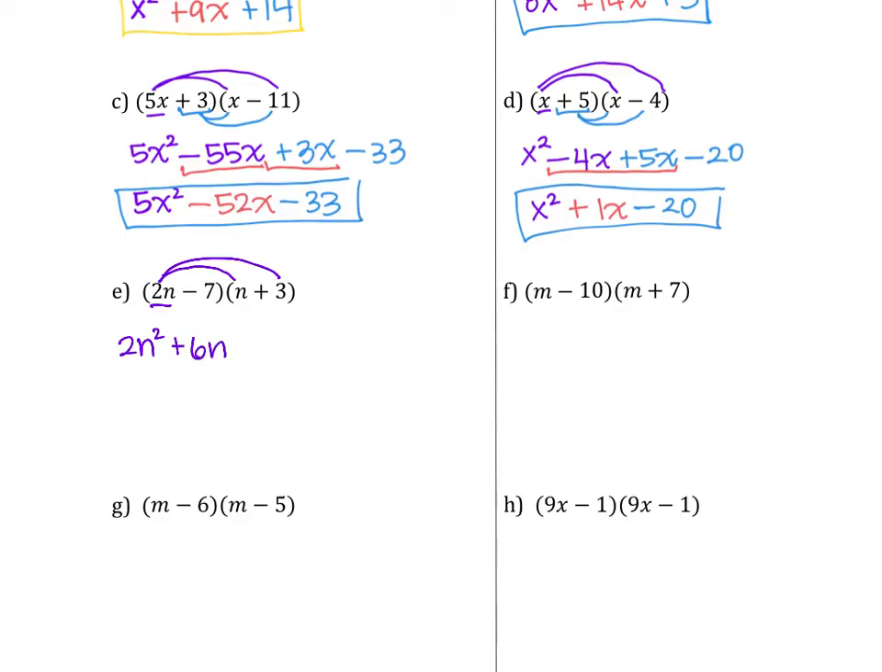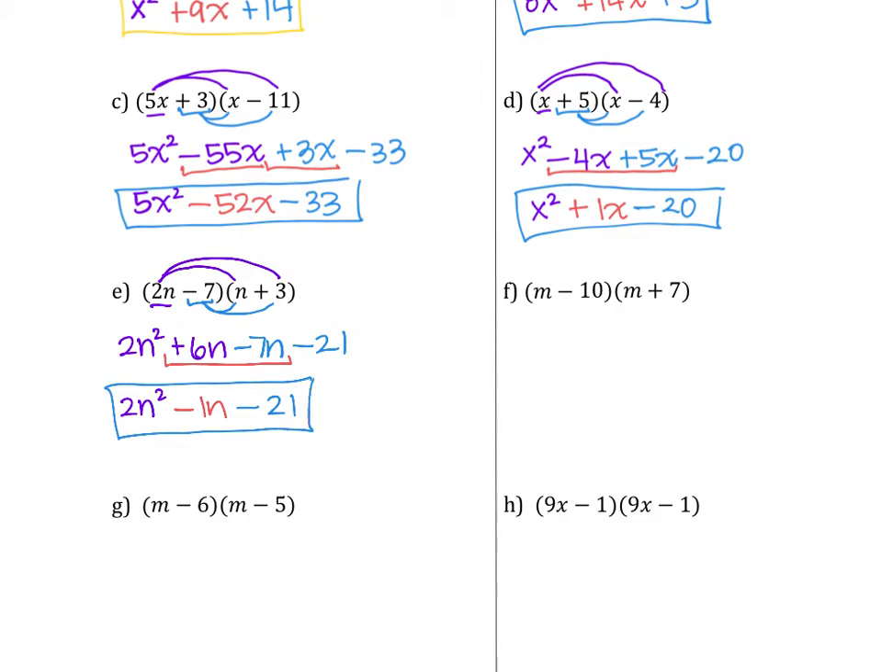And then I have the minus 7, so minus 7n, minus 7 times 3, minus 21. 2n to the second. 6n minus 7n, that's a little bit more negative. And if I subtract, I get negative 1n, or I could just write negative n, minus 21.